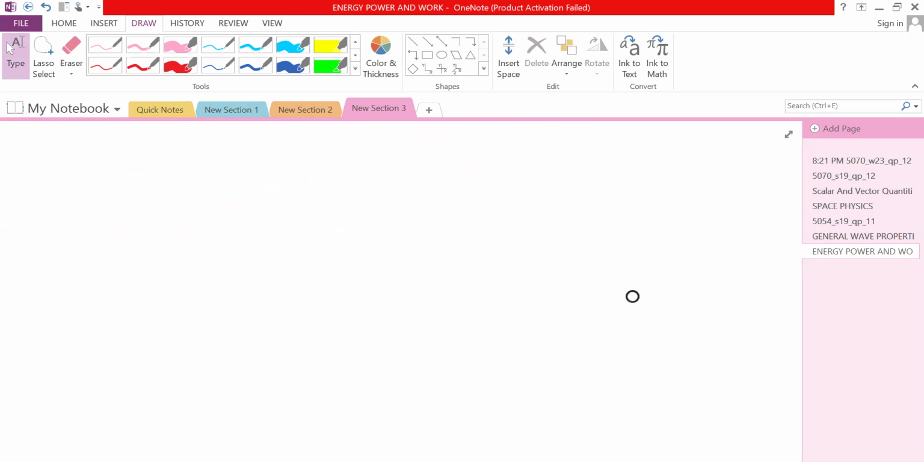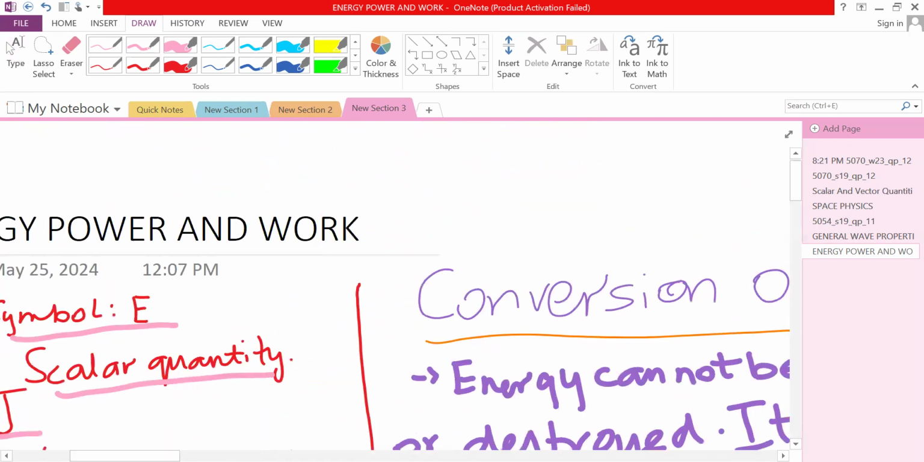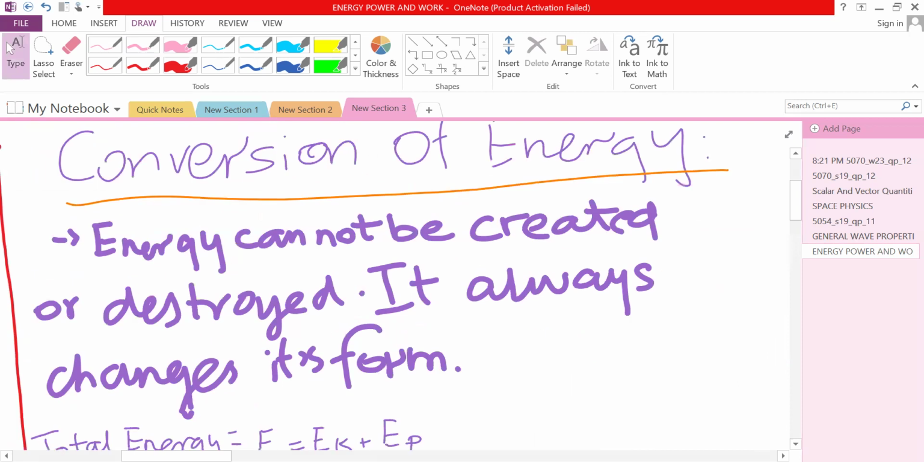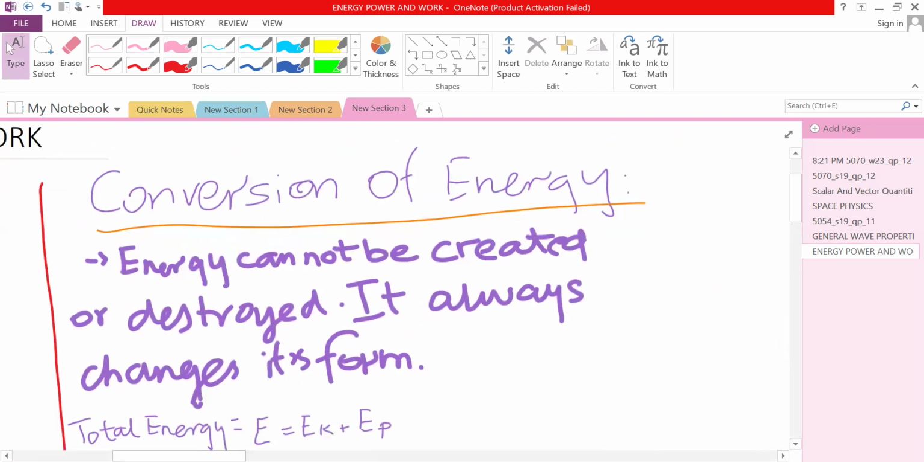Now the next thing in this chapter is conversion of energy. What is conversion of energy? Energy cannot be created or destroyed. It always changes its form. This is the statement, and you have to memorize it. In P2, it is usually asked to write this statement, and sometimes in an MCQ it can be asked what the conversion of energy is.